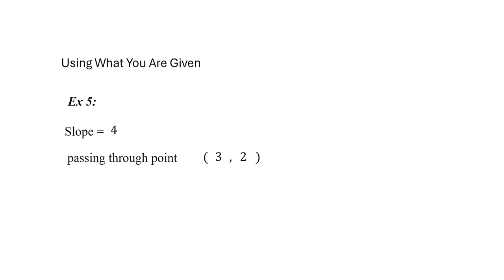Using what we are given. So in this example, we're told the slope is 4 and it's passing through the point 3, 2. This is enough information that we can plug into our y equals mx plus b formula. So we know the value of y is 2. We know the value of m is 4. The value of x is 3. Now we have enough information to solve for b.